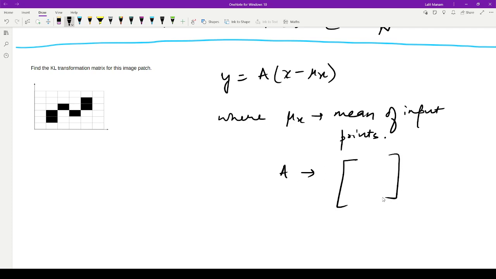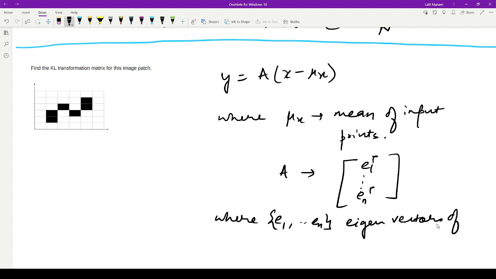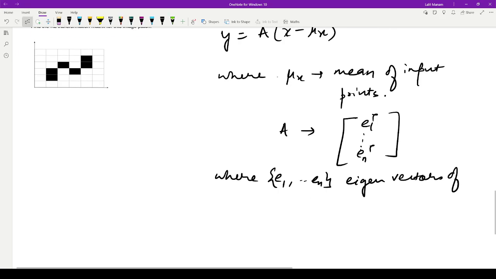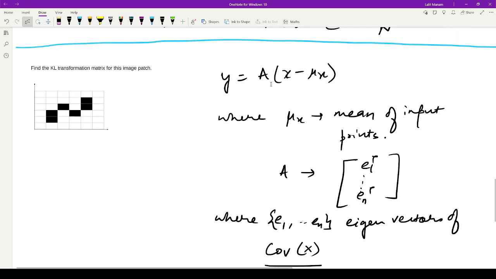So A will be what? Like E1 transpose up to En transpose, where again E1 to En are the eigenvectors of what? Eigenvectors of the covariance matrix. Yeah, the covariance of X, which is the covariance matrix. Okay. So simply put, this is what the KL transform means, but why are we doing this?